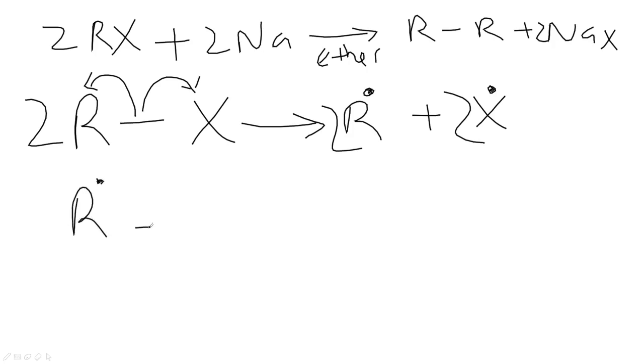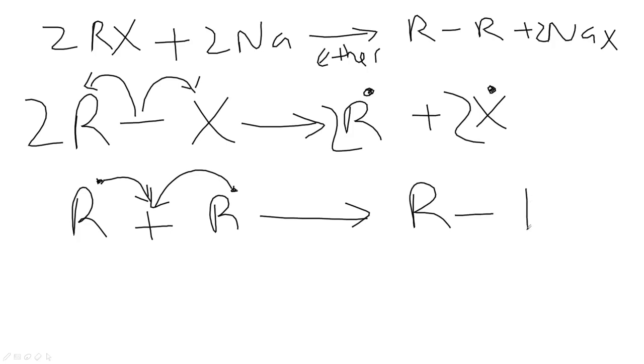We have something like this and something like this. And we all know that when 2 radicals combine, they form a bond, and a bond is formed between them. So this is what is going to happen between them, and this is the alkane that we're going to form. We find that the alkane formed is higher than the primary alkane we used, if I call it that. The alkane formed is higher than the primary alkane we used. That's why it's used in the formation of higher alkanes.